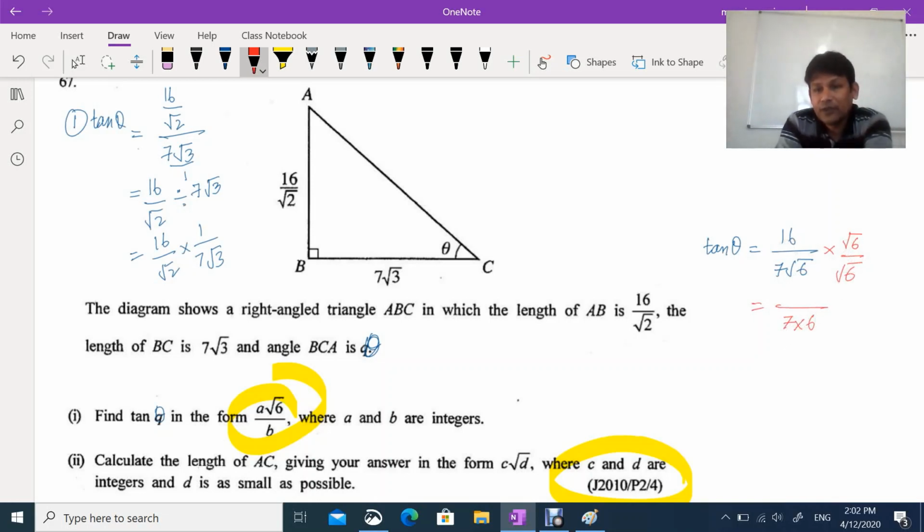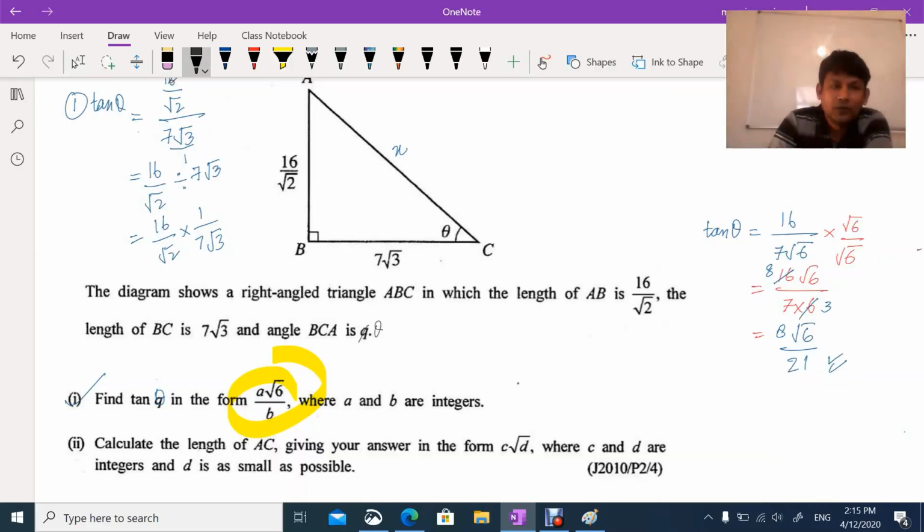Here you can write 16 under root 6. After this you can use a calculator, there is no problem. If you put all the values in the calculator, you will get the answer. Otherwise 2 times 3 is 6 and 2 times 8 is 16. So the final answer is 8 under root 6 divided by 21, and that's your answer. A and B are integers, meaning A and B are not decimals, where A is 8 and B is 21. We don't need to show that A and B.